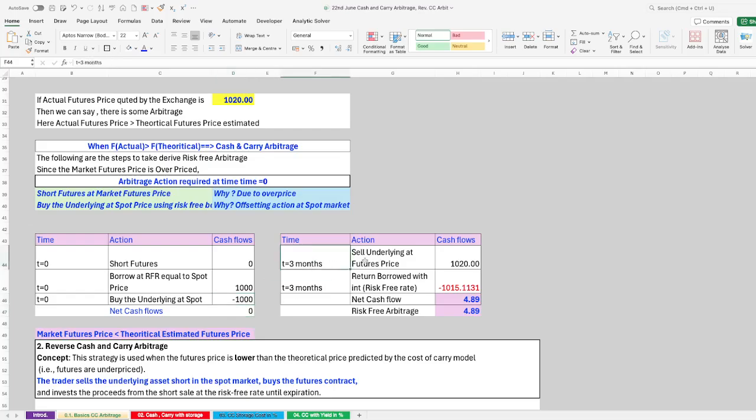At expiry, we use the short futures. We sell the underlying at the futures price that is stated, 1,020, so that is plus 1,020. Now we return the borrowed amount with interest: minus 1,000 times exponential of the risk-free rate times the time. That is minus 1,050.11. The net cash flow, the difference between these cash flows, is 4.89. This we call the risk-free arbitrage profit.